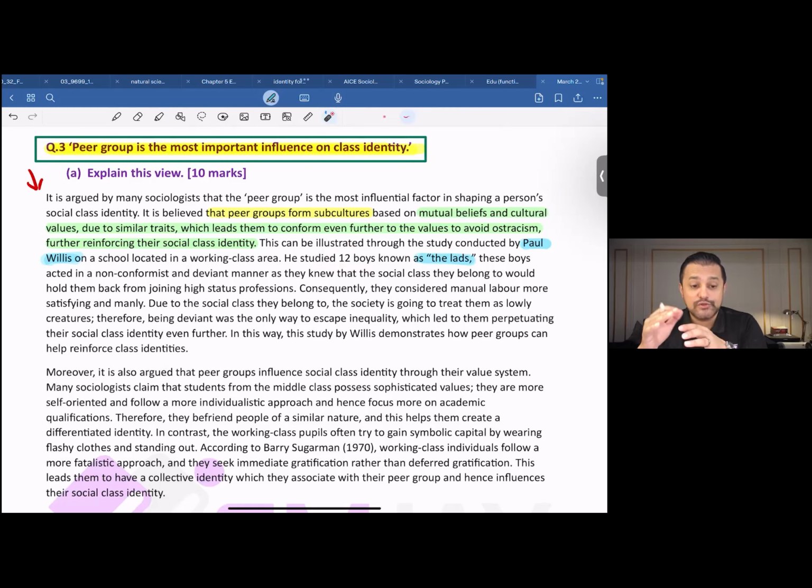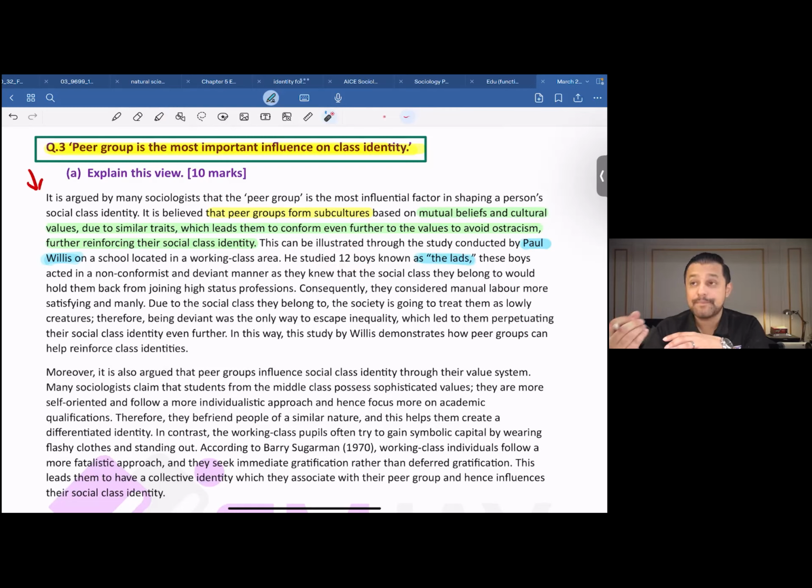So according to Paul Willis, these young boys were not ready to put in effort when it came to academics, because they felt like even if they did, it wouldn't really help them much. They'd end up getting clerical jobs, which they found to be very sissy and very feminine. Remember, these young boys were sexist and racist and a lot more, right?